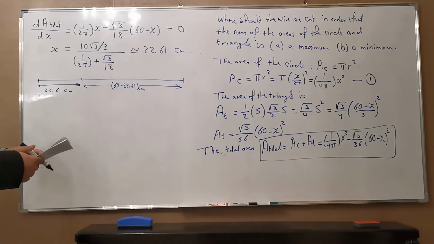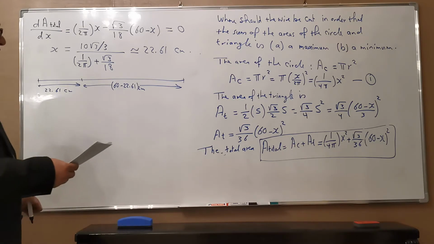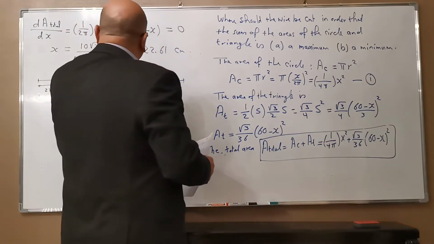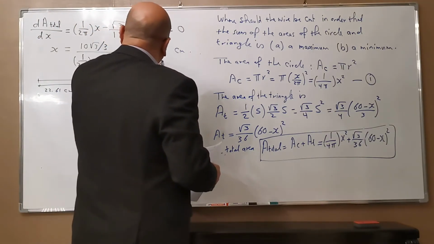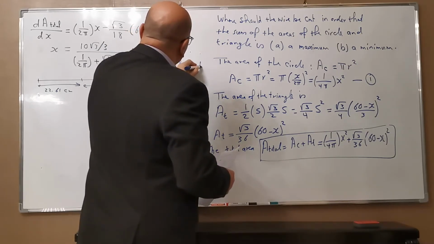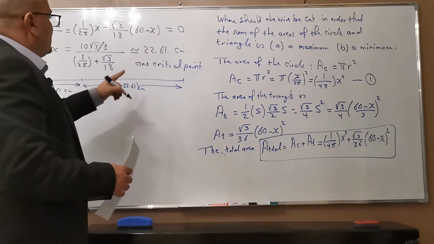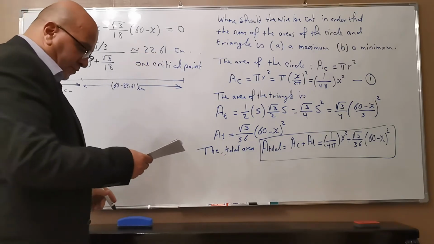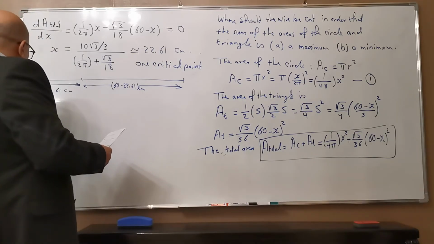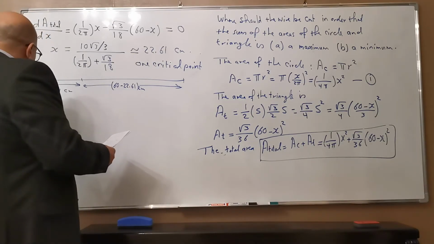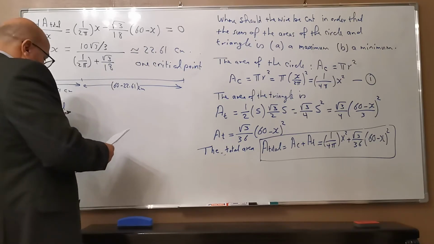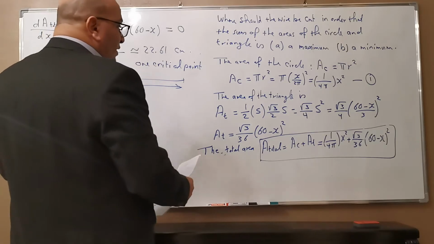Is this a maximum or a minimum? Notice that you have only one critical point, which is 22.61. Now, if you take the second derivative, d2 A total by dx squared, this is equal to 1 over 2 pi.